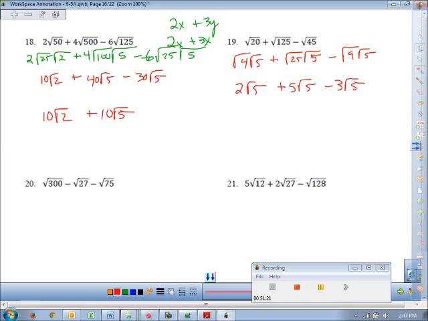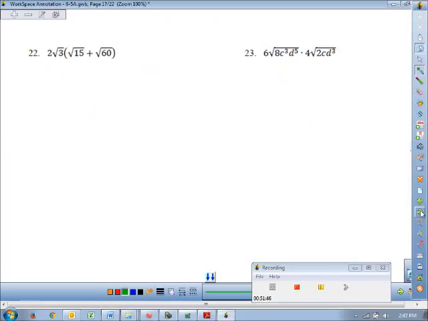You must use the order of operations and work from left to right, though, when you do your adding and subtracting. So you have 2 square roots of 5 plus 5 square roots of 5, which is really 7 square roots of 5. Take away 3 square roots of 5, and don't you have 4 square roots of 5 in that situation? Do you understand what we're doing on these problems? Piece of cake. Let's go to something like 22 right here.